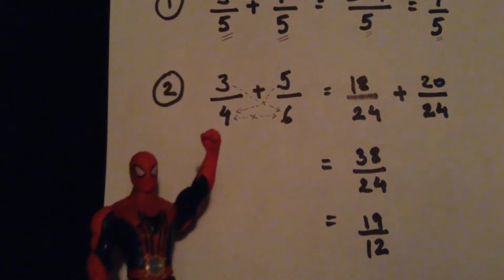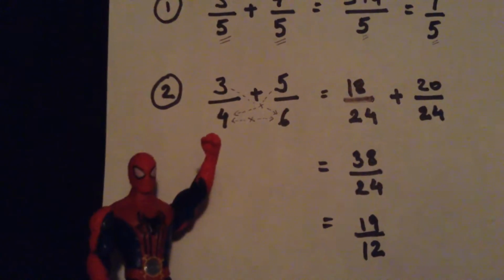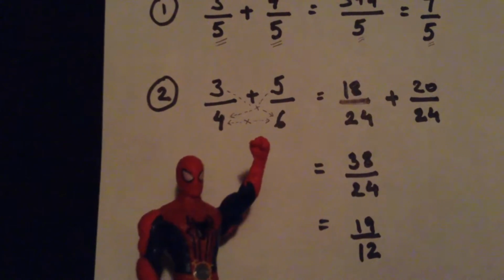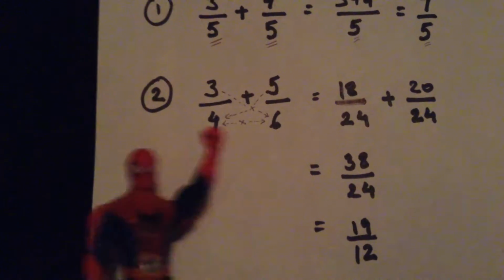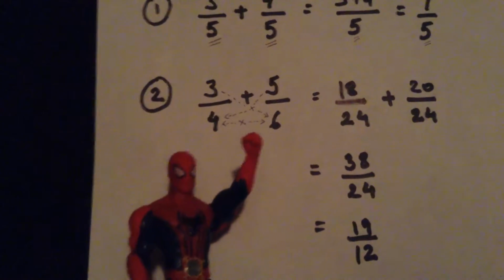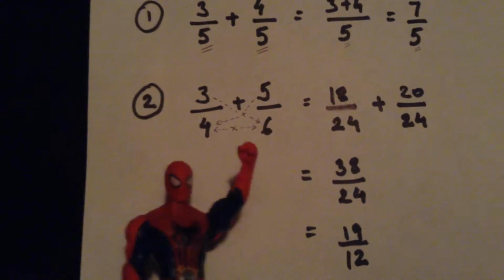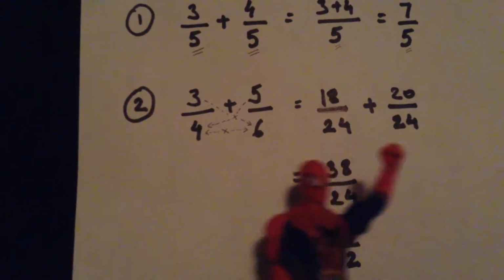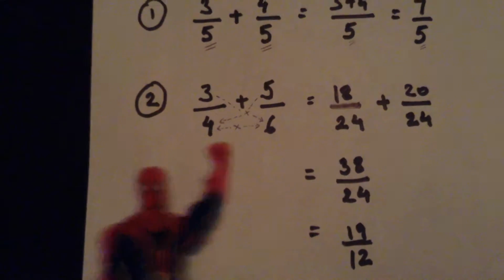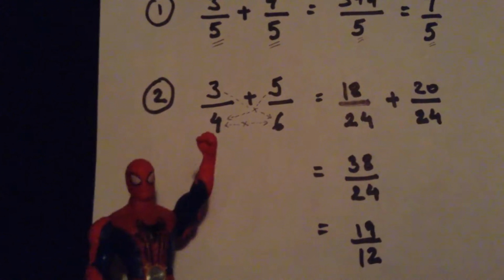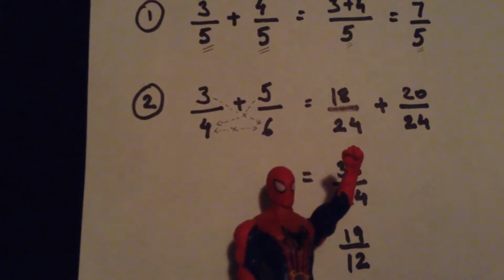Let's take the example of 3 over 4 plus 5 over 6. In this case, the denominators are 4 and 6, which is not common. So our first step would be to make the denominators common. And how do we do that? We multiply the two denominators. So 4 times 6 is 24.